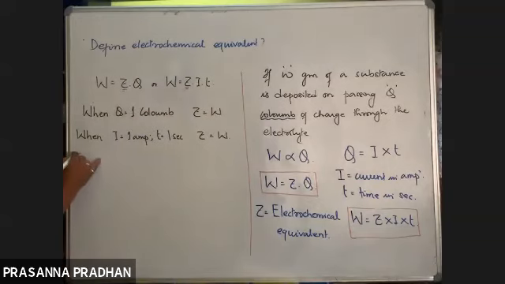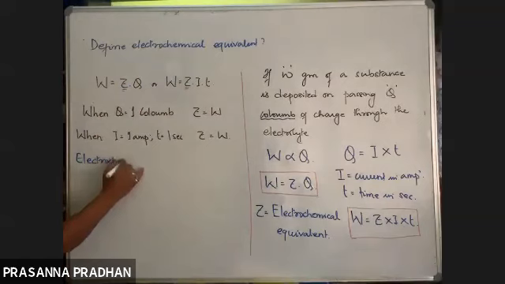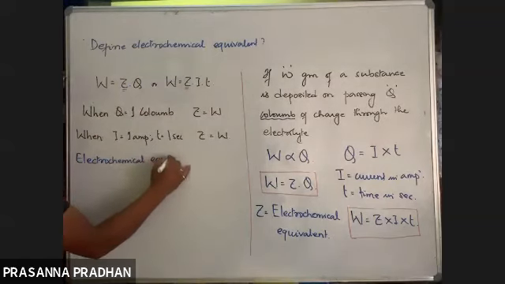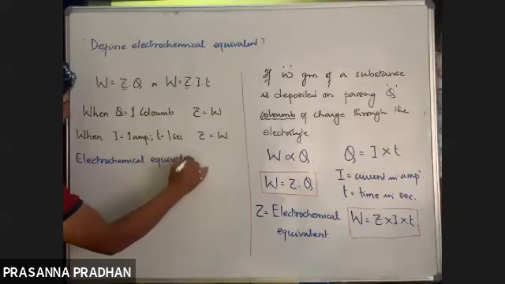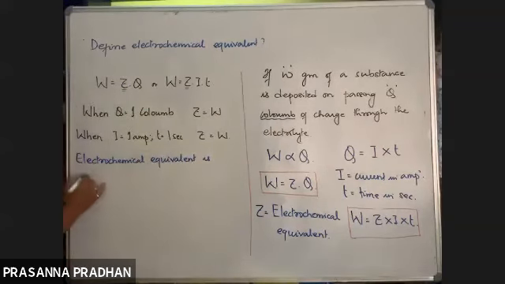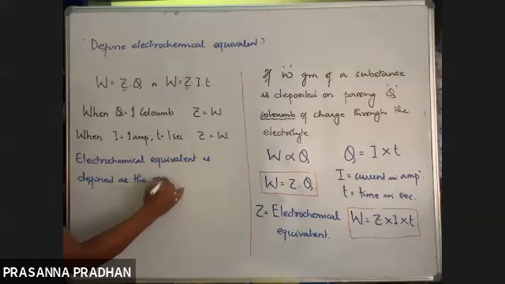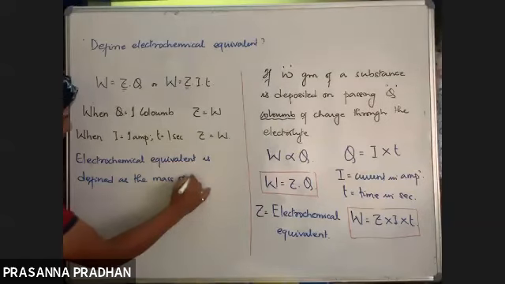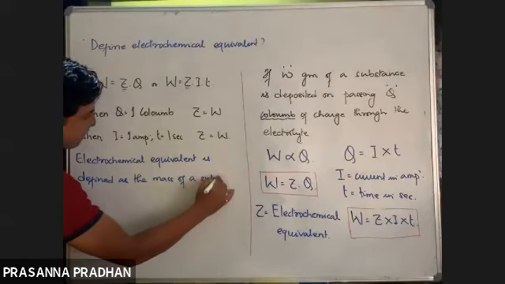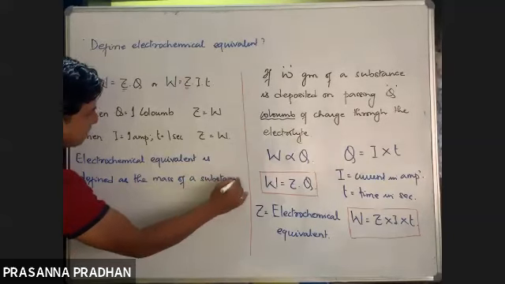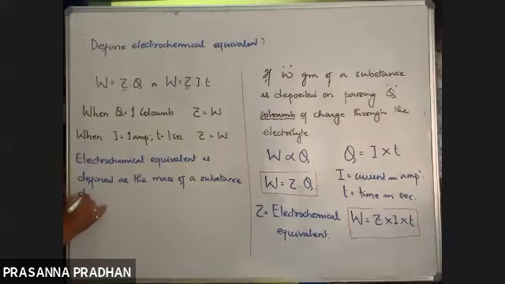So this electrochemical equivalent is defined as the mass of a substance. It is defined as the mass of a substance deposited.